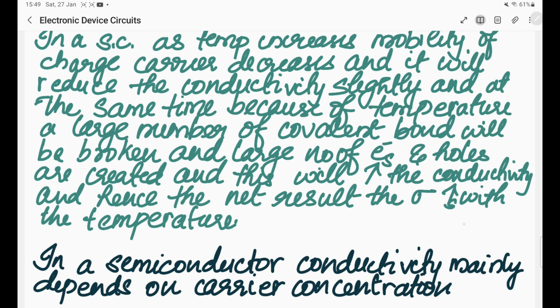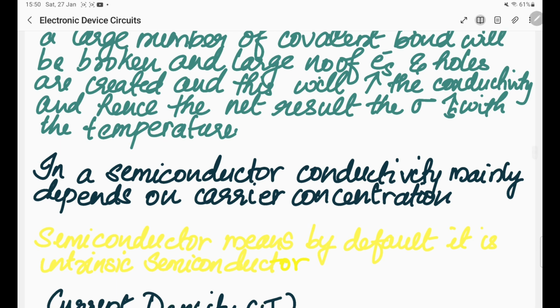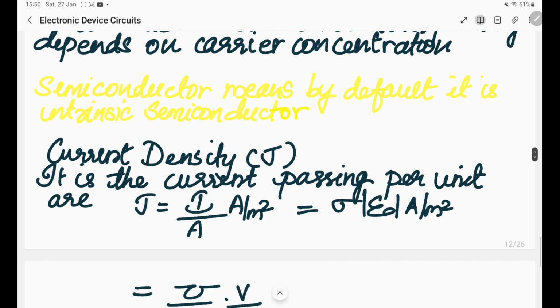In a semiconductor, conductivity mainly depends on carrier concentration because of the formation of electrons and holes. Whenever we say semiconductor, by default it means an intrinsic semiconductor. What an intrinsic semiconductor is will be discussed in detail in a later section. Okay, and on the next topic we are going to deal with current density.